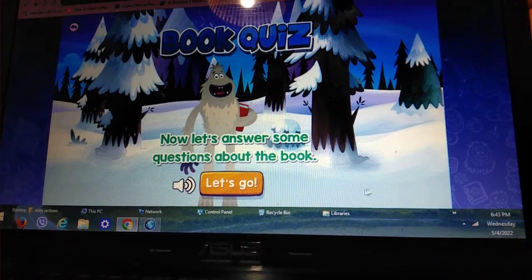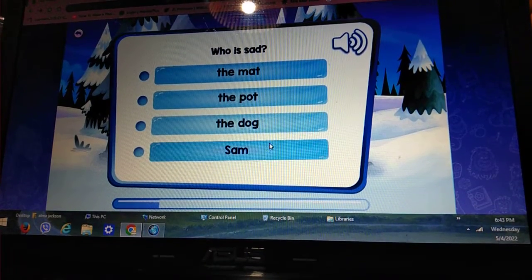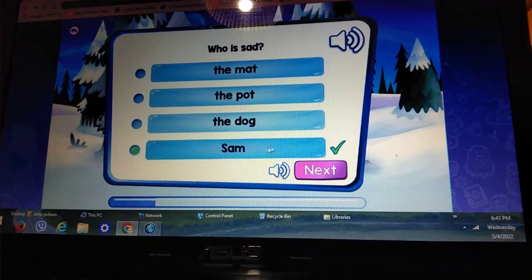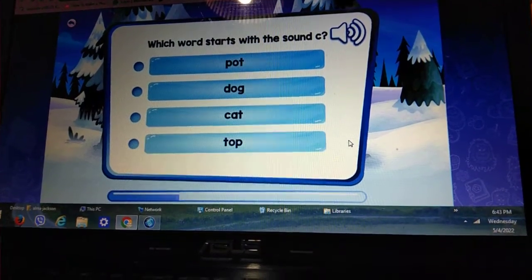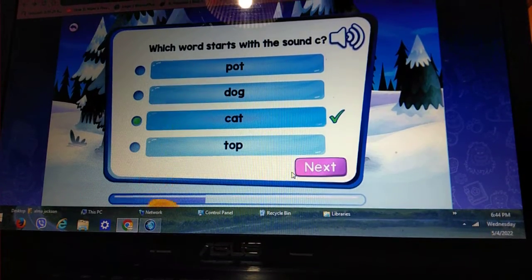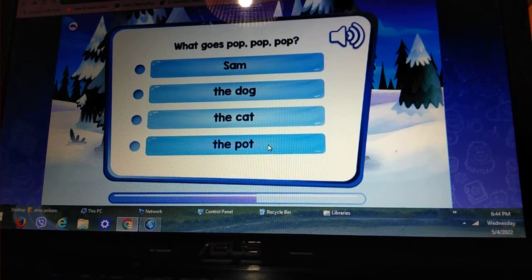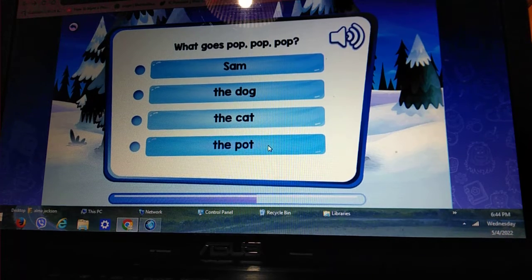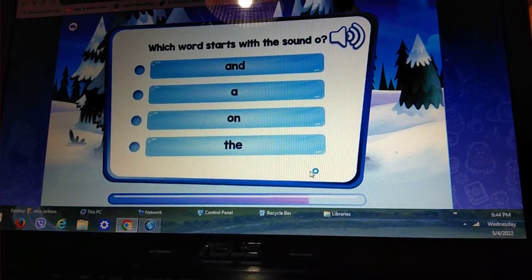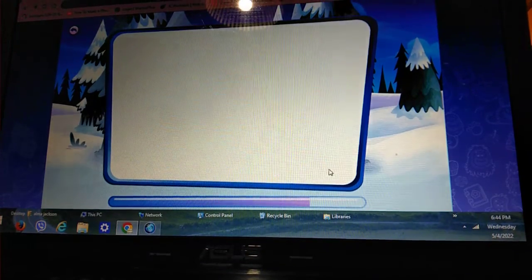Book quiz. Now let's answer some questions about the book. Who is sad? Which word starts with the sound K? What goes pop, pop, pop? Which word starts with the sound O? Where did Sam sit?